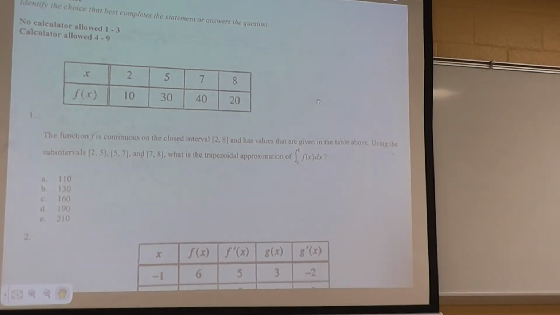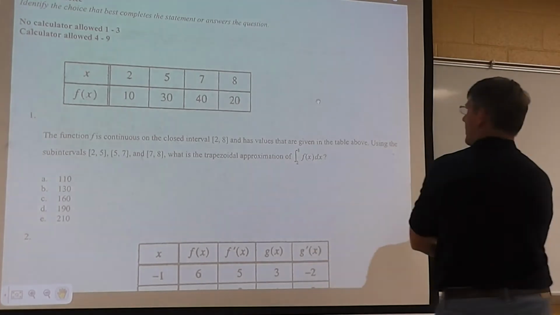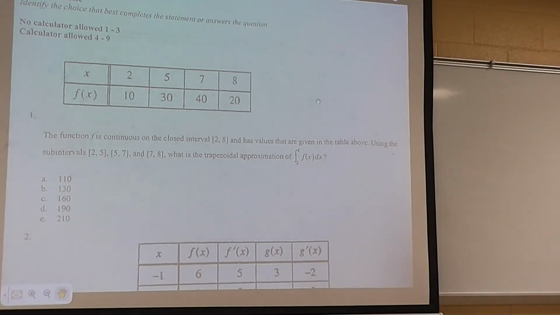All right, question 1. The function f is continuous on the closed interval 2 to 8 and has values given in the table above. Using these subintervals, okay, trapezoid approximation.